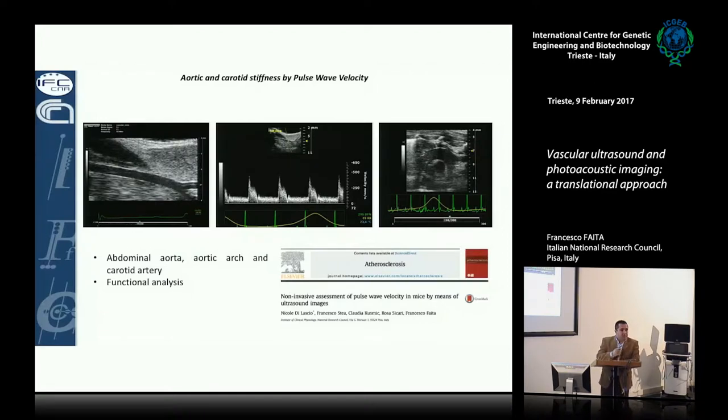Okay, the second technique I will show is the evaluation of the aortic stiffness, which is, I think, in topic with the preceding presentation, but with a different methodology. Our technique is based on the evaluation of the local pulse wave velocity of the vessels. As we remember, the pulse wave velocity is a surrogate biomarker of stiffness. So our technique can be applied to several sites, I mean in abdominal aorta, in aortic arch, and also in carotid artery. At the end, we can have a full functional analysis of the arterial tree.